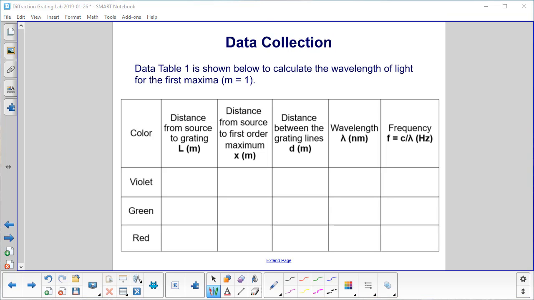This data table should be used for your class, and it's used to calculate the wavelength of light for the first maxima, M is equal to 1. We have the distance from the source to the grating, and we're going to keep that fixed. We do that with the meter stick. And then through the combination of pencil and eyesight, we find the distance from the source to the first order maximum. This should be calculated ahead of time, and that will stay fixed. Then we can calculate wavelength and frequency.